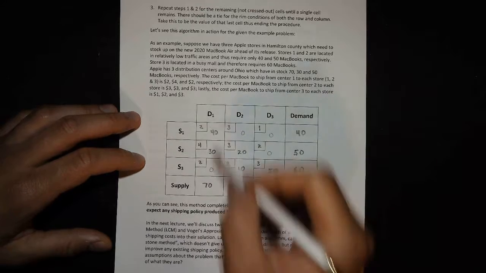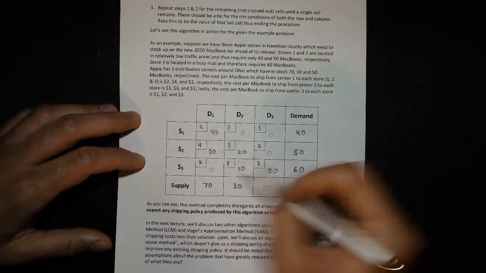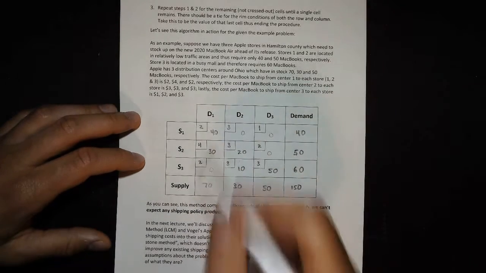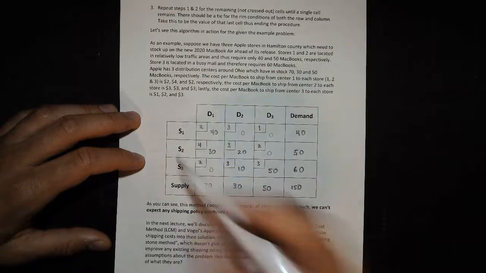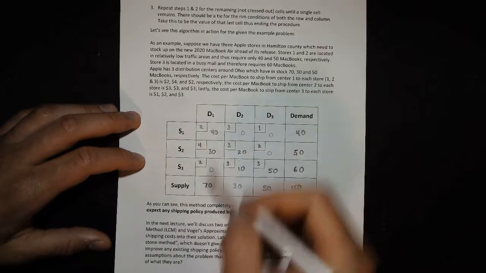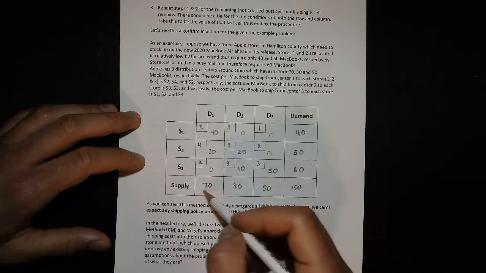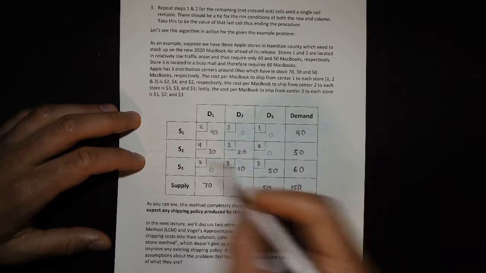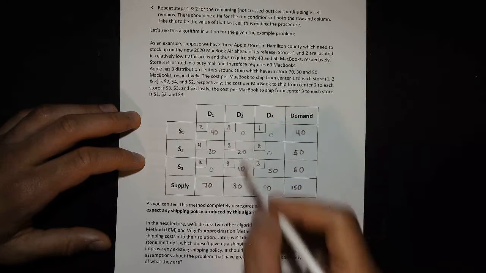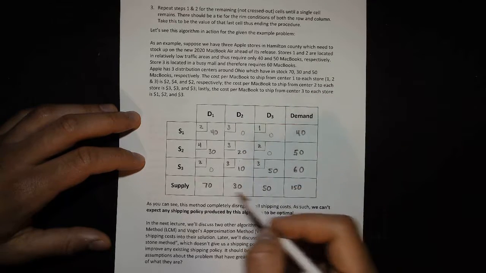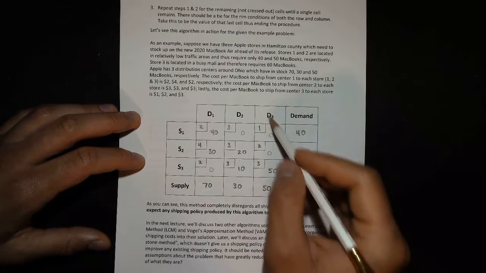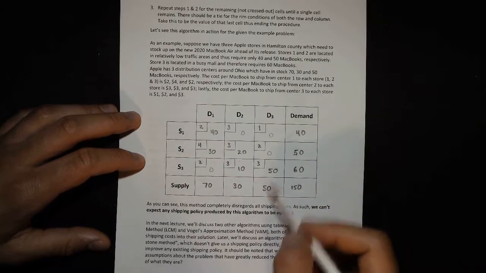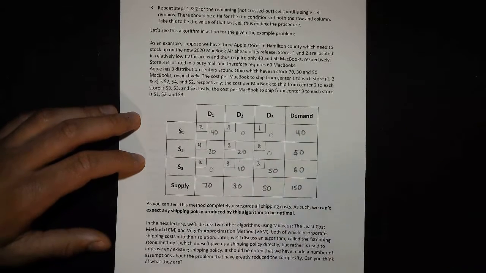Let's see if we didn't exceed the supply that each distribution center can provide. So distribution center 1 sent 40 MacBooks to store 1, 30 MacBooks to store 2, for a total of 70 MacBooks. So we did not exceed the total number of MacBooks it has. Distribution center 2 sent 20 to store 2 and 10 MacBooks to store 3, for a total of 30. So we didn't exceed the supply. And lastly, distribution center 3 sent all of its MacBooks to store 3, for a total of 50, and we didn't exceed its total supply.